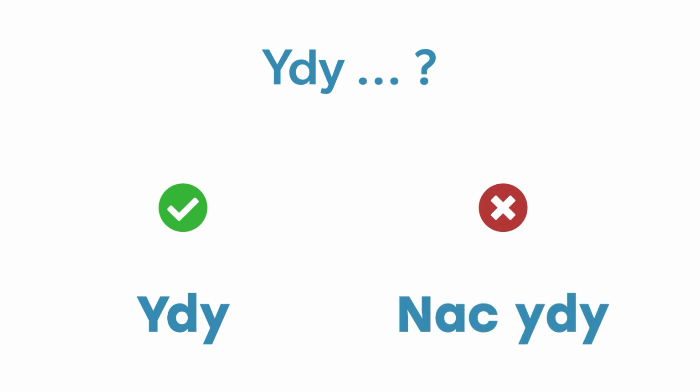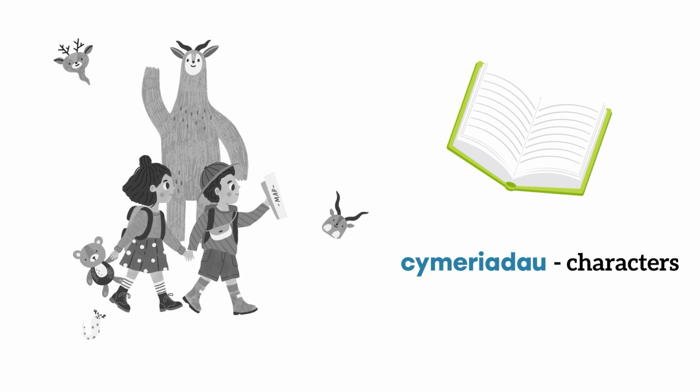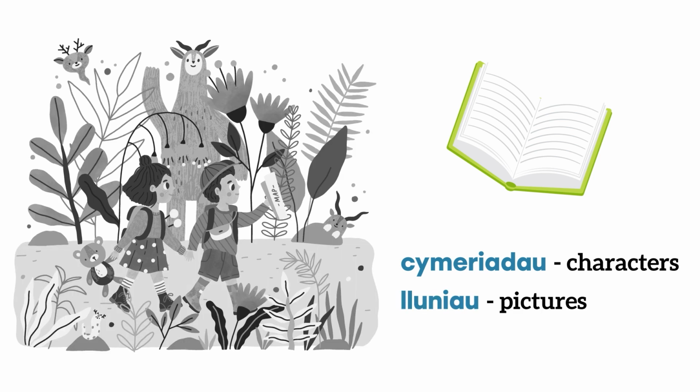You could use this pattern to ask about anything. In the context of reading a story, however, these words would be useful. Cymeriadau, characters. Lluniau, pictures. Lliwiau, colours.